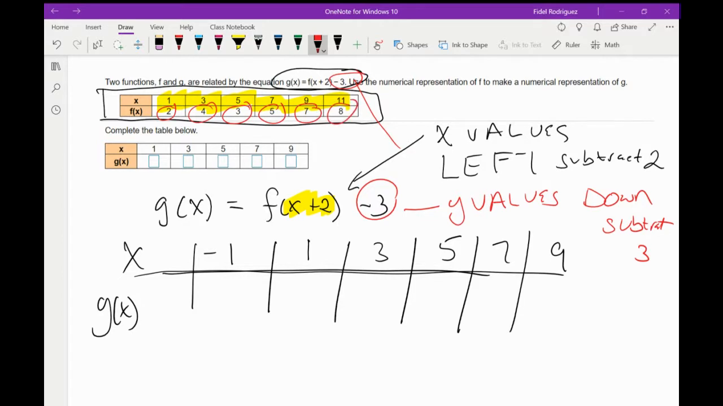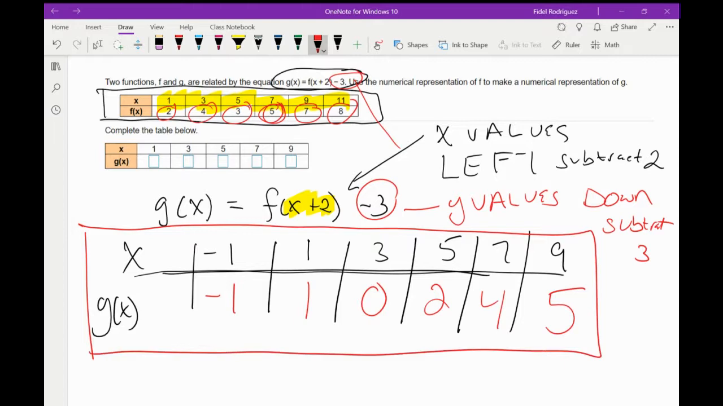Okay. So 2 minus 3 is negative 1. 4 minus 3 is 1. 3 minus 3 is 0. 5 minus 3 is 2. 7 minus 3 is 4. And 8 minus 3 is 5. Yeah. Okay. So George, I just made my new chart, right?